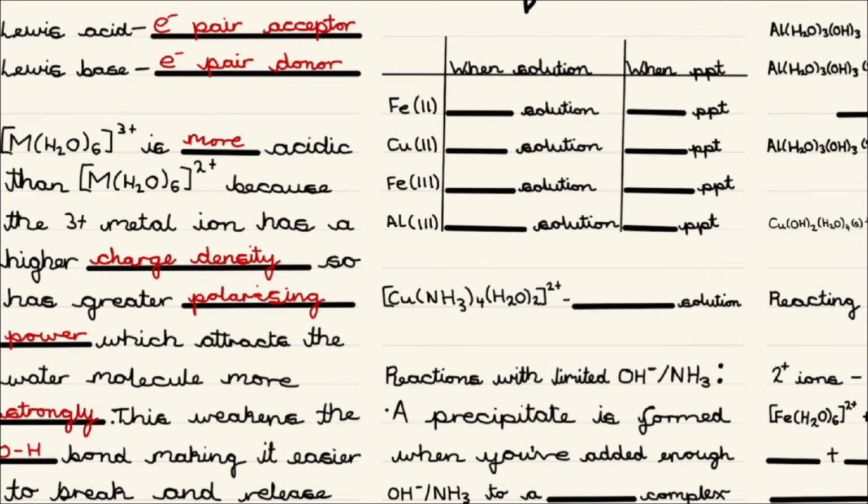Now when memorizing colors for this chapter, all you really need to remember are these few colors. So when something's a solution and when something's a precipitate. So when Fe2+ is a solution, you get a green solution. And when it's a precipitate, you get a green precipitate. When copper 2+ is a solution, you get a blue solution. And when it's in a precipitate, you get a blue precipitate. When Fe3+ is in a solution, you get a brown solution. And when it's a precipitate, you also get a brown precipitate. When aluminium is a solution, you get a colorless solution. And when it's a precipitate, you get a white precipitate.